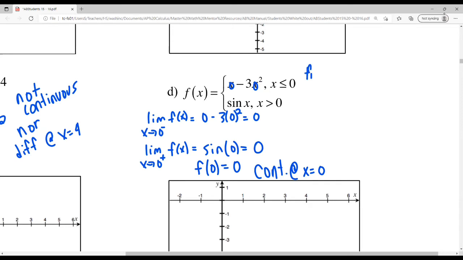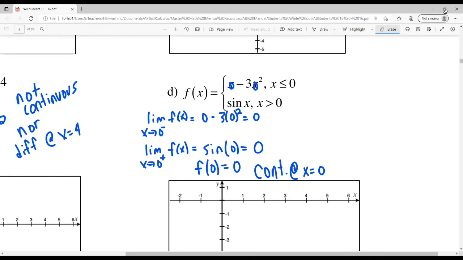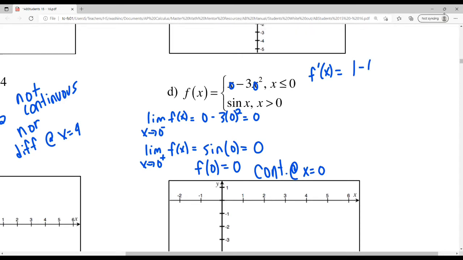So the first thing we're going to do is find the derivative, and then we're going to check the limits for that. So f prime of x, derivative of x minus 3x squared would be 1 minus 6x, and that's for when x is less than or equal to 0. Derivative of sine x is cosine x, and that's for when x is greater than 0.